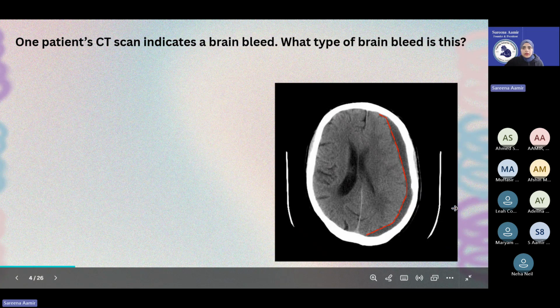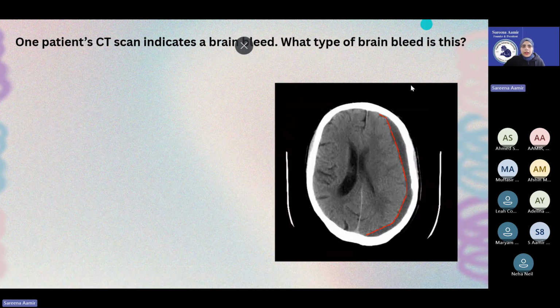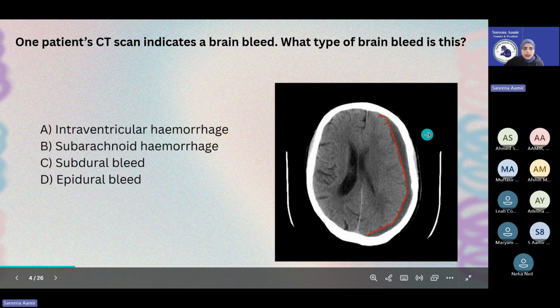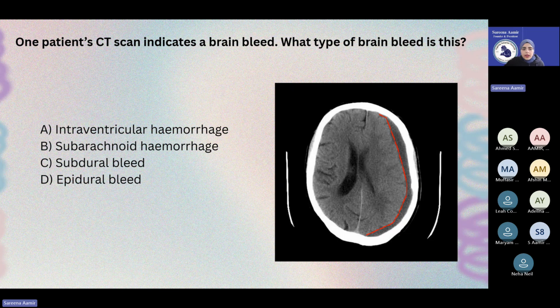All right. Another question. One patient's CT scan indicates a brain bleed. What type of brain bleed is this? So the brain bleed that I'm referring to is the red line right here. So anything out of that red line here, that's the brain bleed. So here are the options. A, intraventricular hemorrhage, B, subarachnoid hemorrhage, C, subdural hemorrhage, and D, epidural bleed.